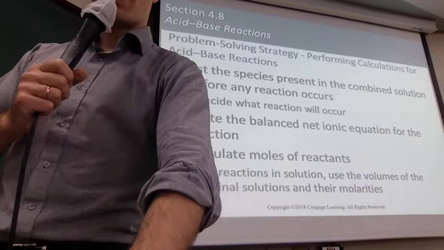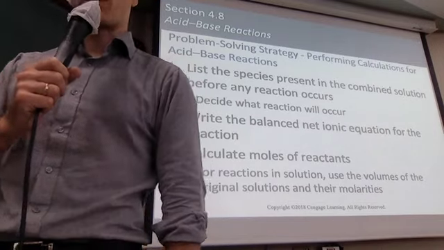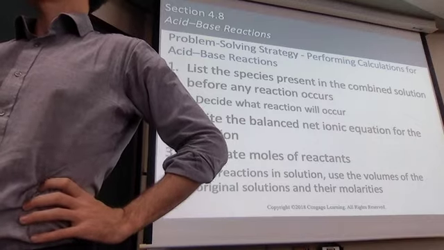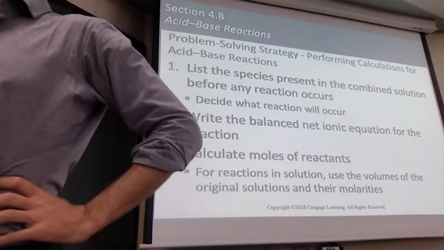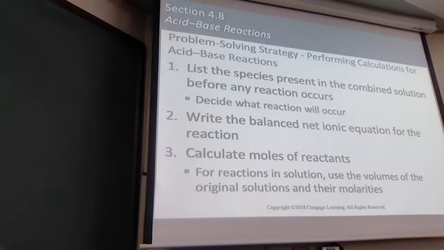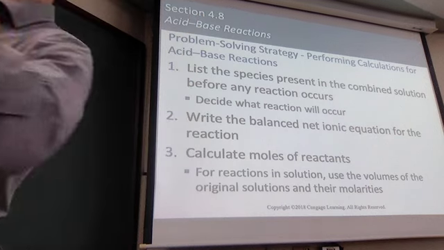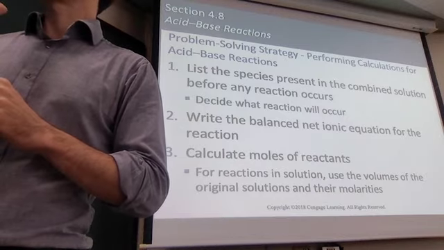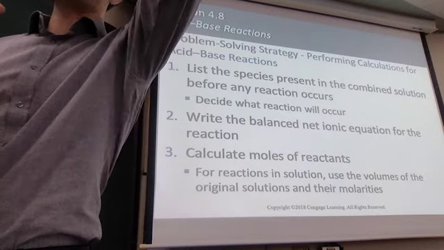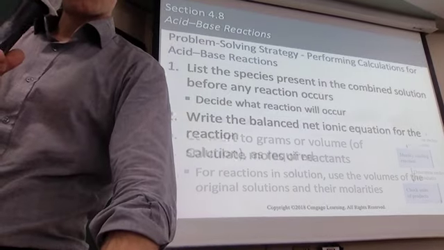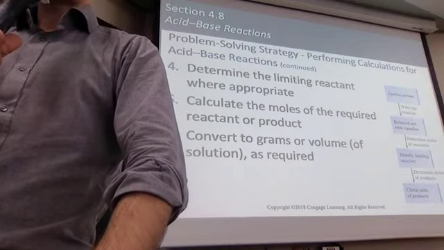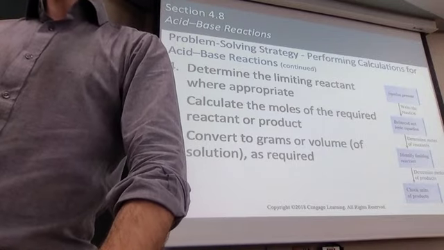So we can do a couple of examples for how to calculate this now. This is also the strategy they suggest here. We list the species first that are in the combined solution before the reaction. Then we write down the net ionic equation. And then we calculate the moles of reactants. For reactions in solution, we use the volumes and convert to the moles with the concentration. Again, determine the limiting reactant, and then we can calculate moles and mass of the product.